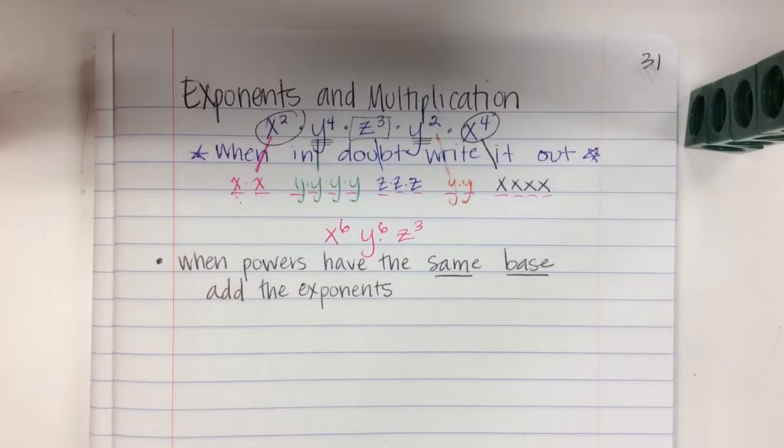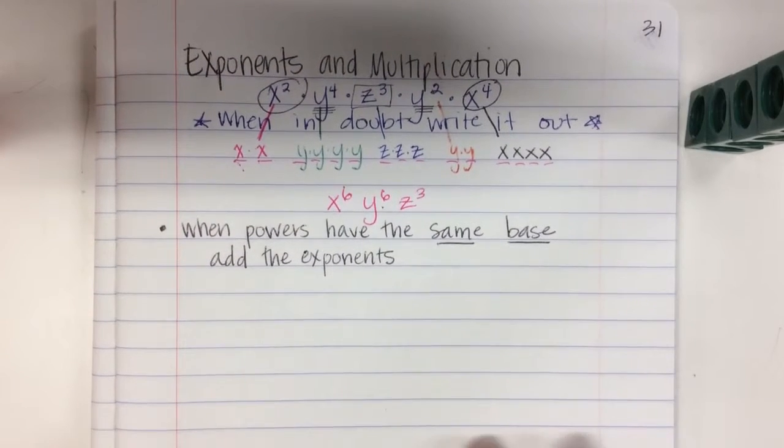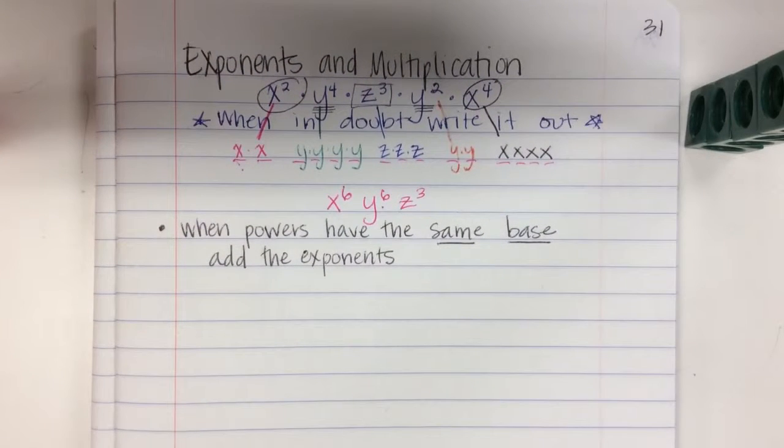When in doubt, write it all the way out. If you don't see, write it out. Yes, it takes a lot of space, but you're going to get it right. Now, here's a trick. What if this is your problem?